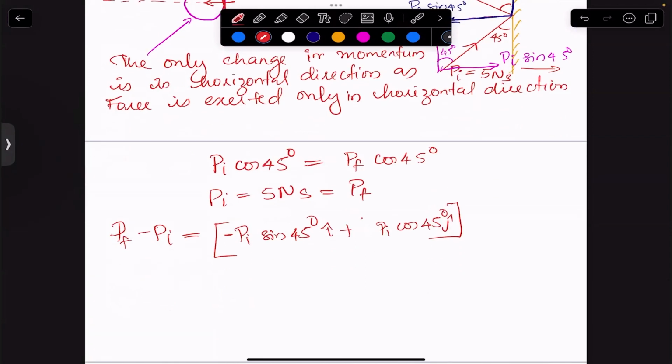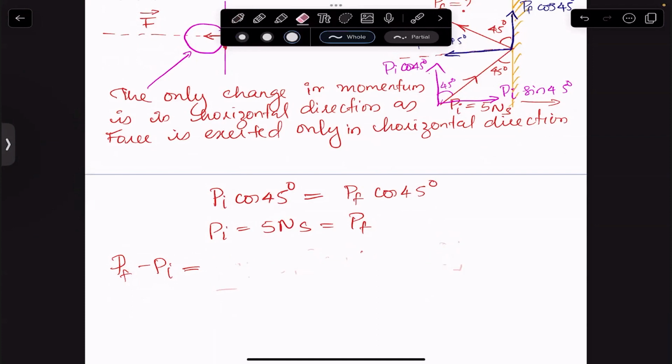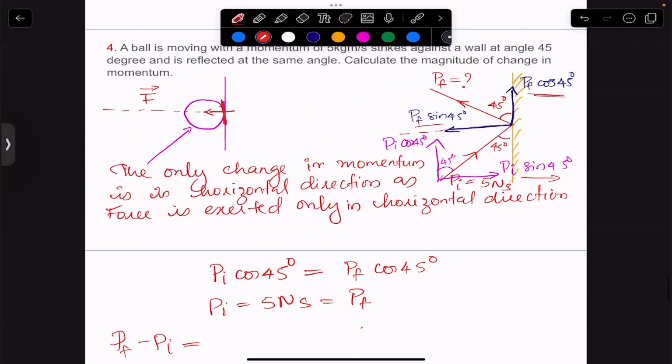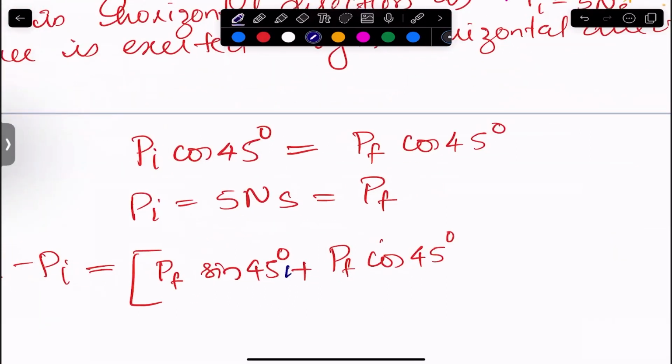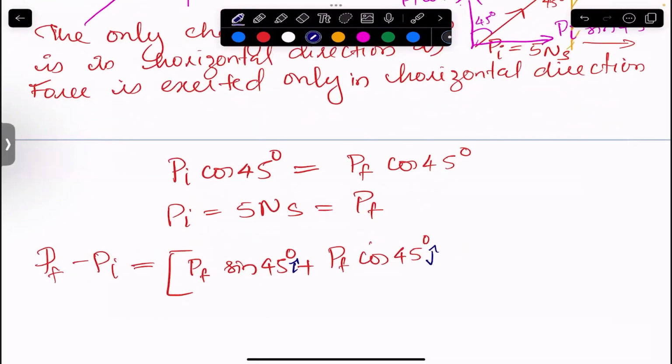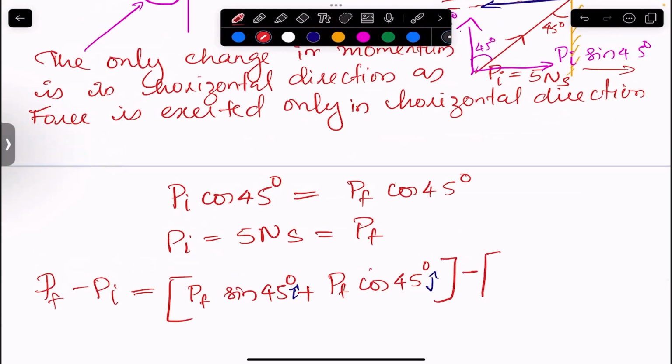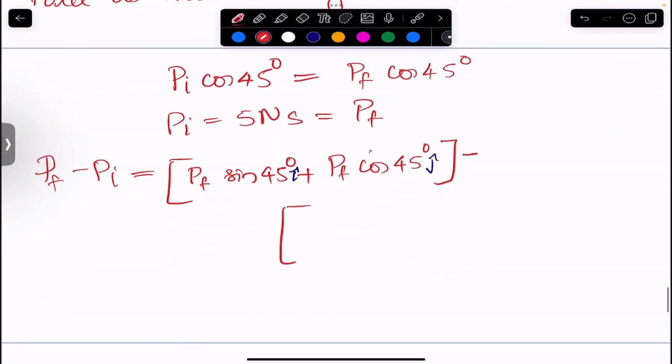Now this is Pi. Once again I'll write. So Pf, taking Pf horizontally, is Pf sin 45 i cap plus Pf cos 45 j cap. And Pi can be written, I'll write it in the next line, as minus Pi sin 45 degree i cap plus Pi cos 45 degree j cap.